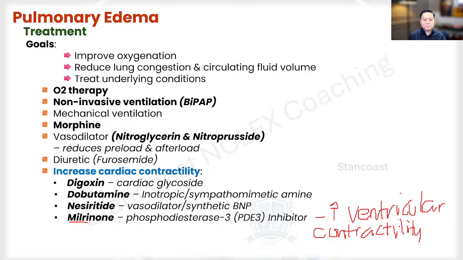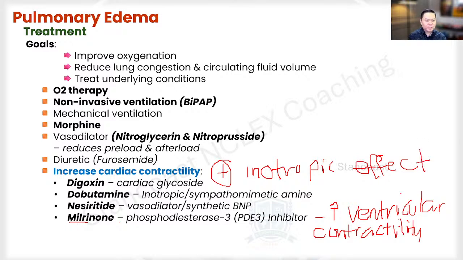So that is again the milrinone. All right, so basically these medications will have similar effects on the heart muscle. It will improve the contraction. And again, we'll just use the term positive inotropic effect. All right, so please pay attention. Those medications will improve the heart muscle pumping ability.